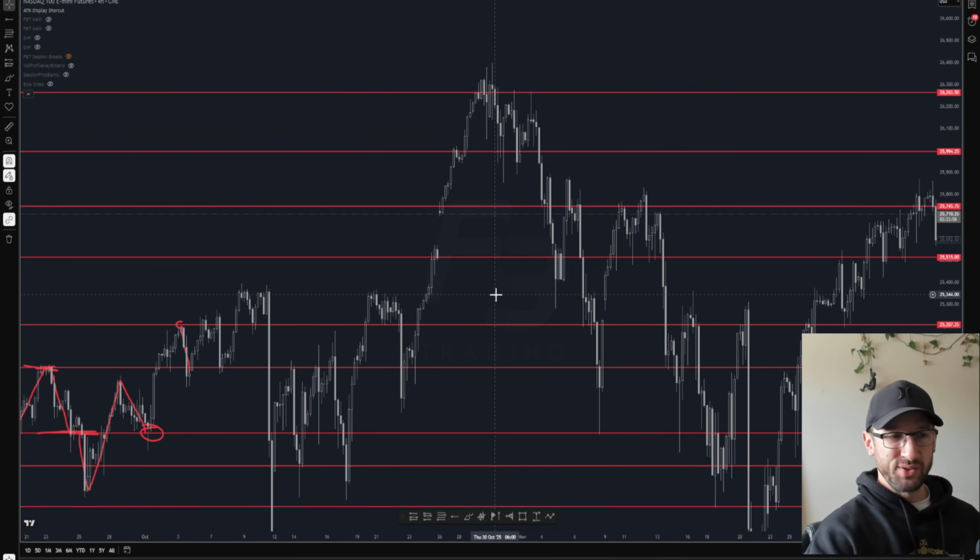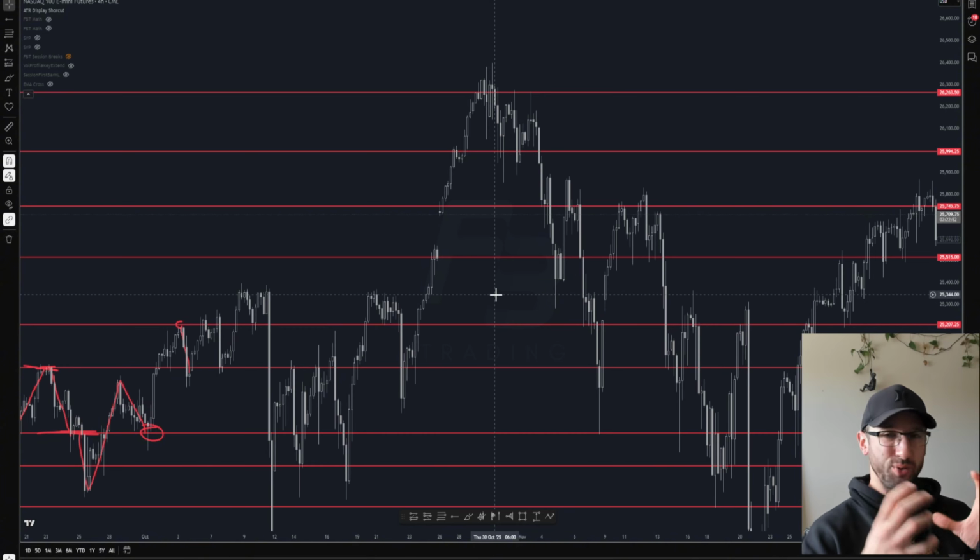Support and resistance levels are everywhere. Pair them with other confluences. Use multiple time frames. Don't go close to your entry time frame, and you'll trade a lot better.